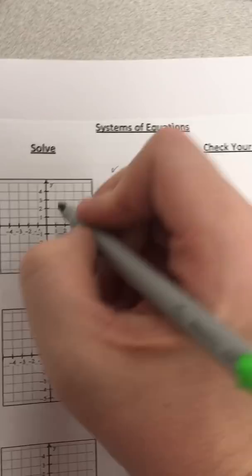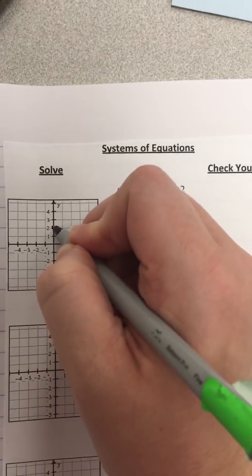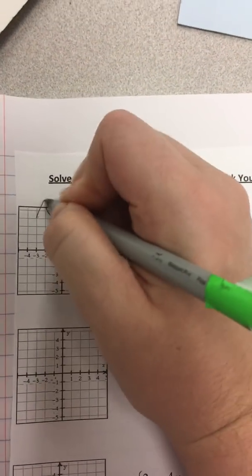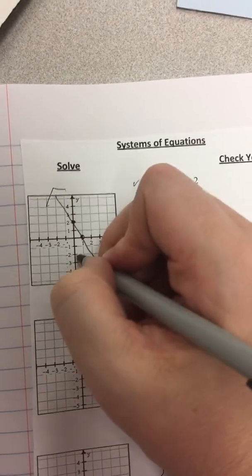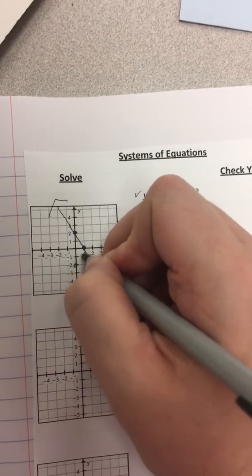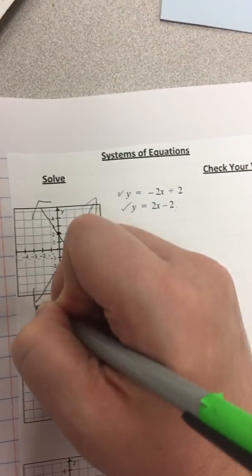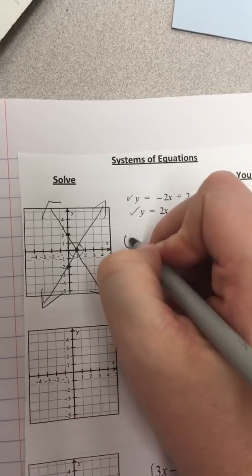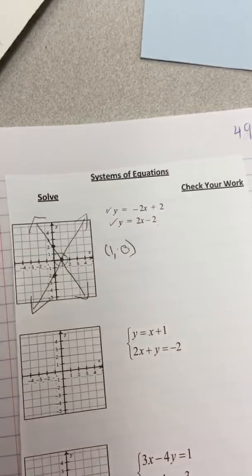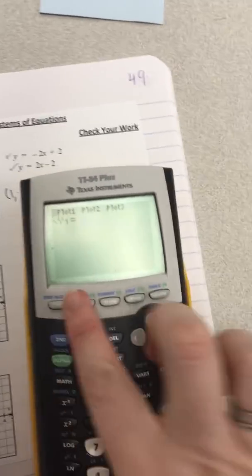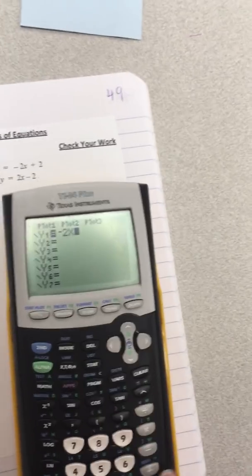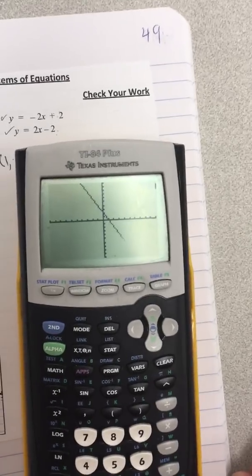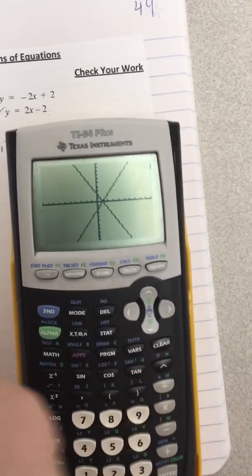So we have negative 2x plus 2, so we're going to go ahead and graph that. And again, I'm just using my slope and my y-intercept in order to graph this. And we're looking for that intersection point, and it crosses at 1 and 0. Let's go ahead and put this in the calculator and see if that makes sense. So I have negative 2x plus 2 and 2x minus 2. Okay, that's what my picture looks like, so that makes sense.